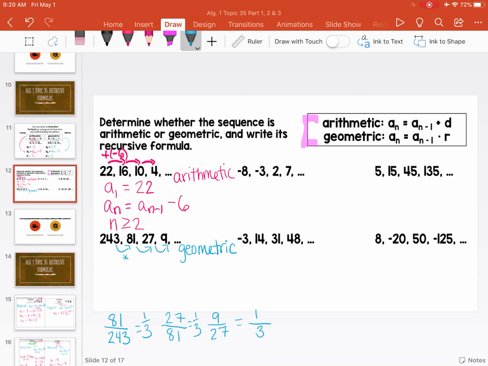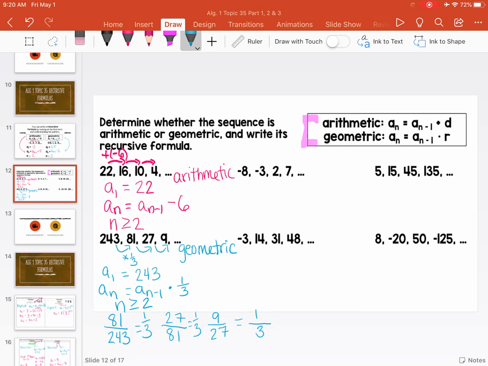So I'm multiplying by 1/3 here. Now let's write our recursive formula. The first term is 243. My pattern is a sub n equals the previous term, a sub n minus 1, times 1/3. And this works for finding the second term and up.